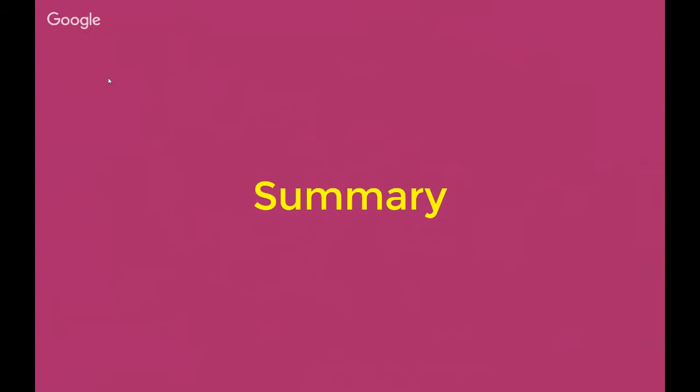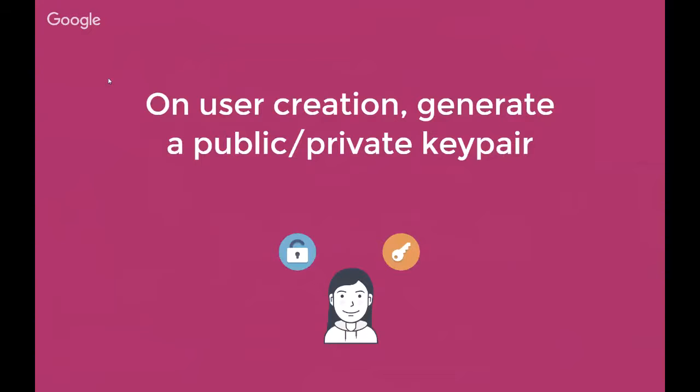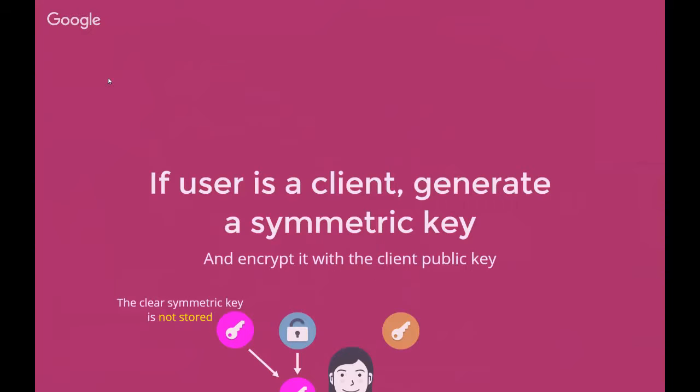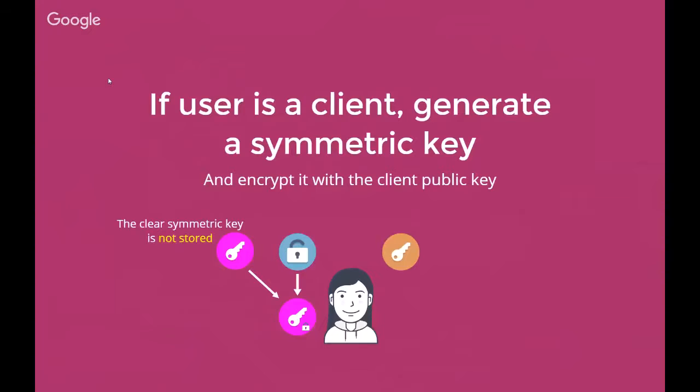So a summary of what we have done now. When a user registers on the website, we generate a public key and a private key. If the user is a client, which means the person will enter sensitive data in the website, then we generate a symmetric key. And this symmetric key is encrypted with the client's public key. Of course, the clear text symmetric key is not stored, because otherwise anyone who could get access to the database would be able to decrypt everything.